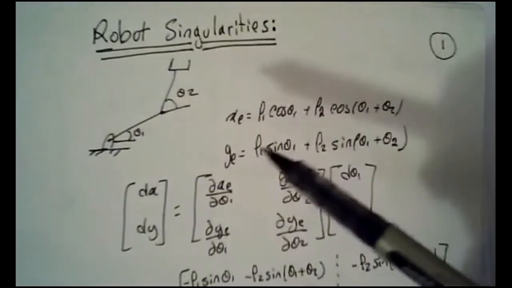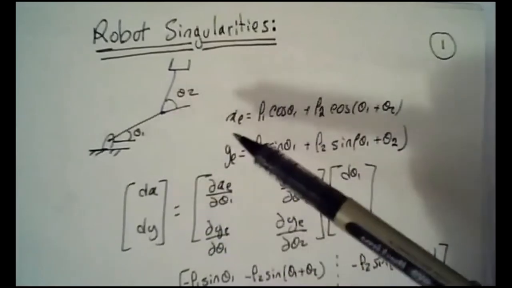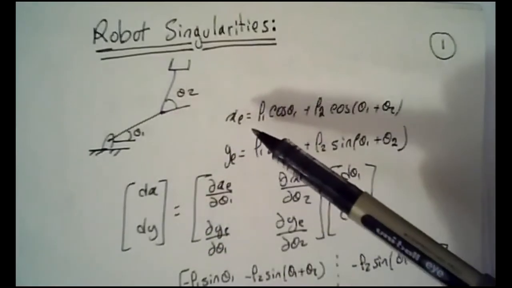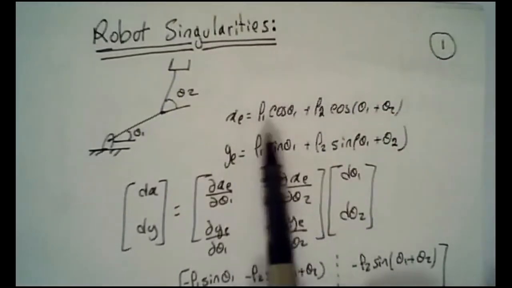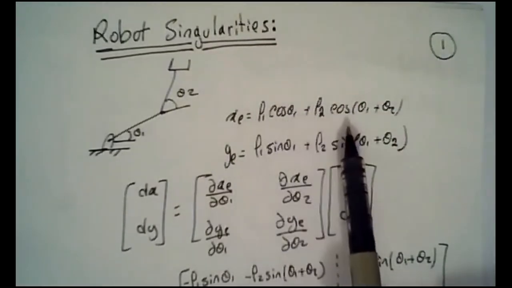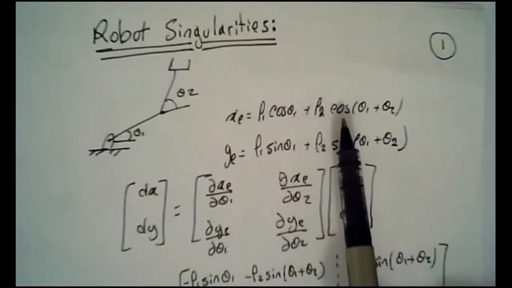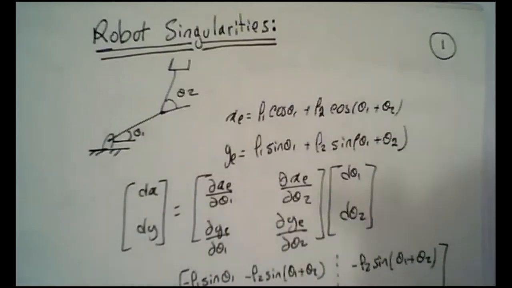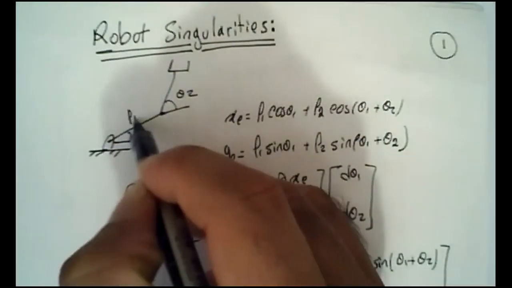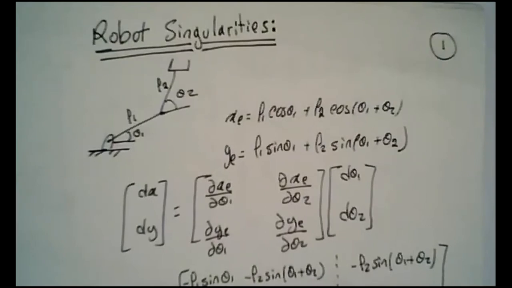To begin, we'll look at the forward kinematics of this robot. The coordinate of my vector is xe equal to L1 cosine theta 1 plus L2 cosine (theta 1 plus theta 2). We have derived that in a previous lecture. And ye is equal to L1 sine theta 1 plus L2 sine (theta 1 plus theta 2), where obviously L1 and L2 are the link lengths on this robot.